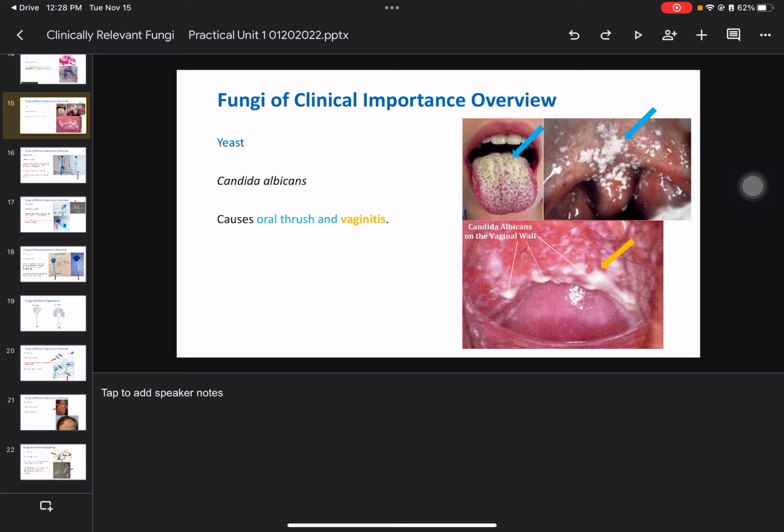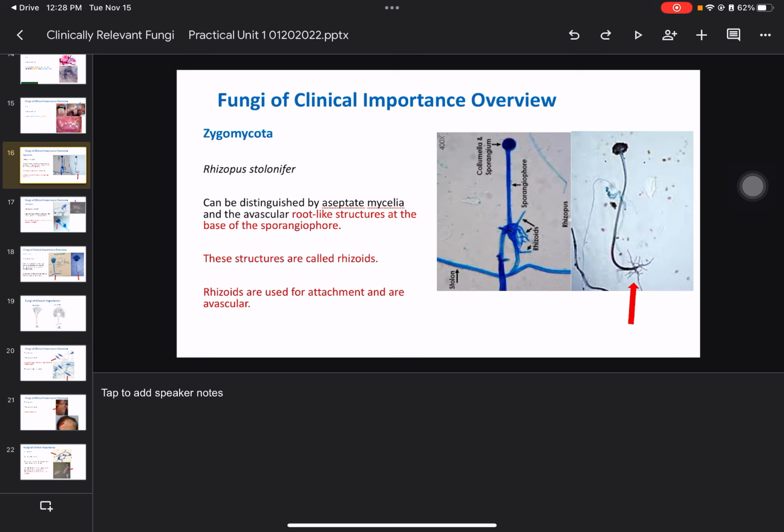Now we're moving to the next one, zygomycota. The class is zygomycota, the organism is Rhizopus stolonifer. If you look at this, you can see that it produces this long structure. This long structure is called the sporangiophore. This is known as the sporangium. It's the vesicle by which these spores are inside of, right?